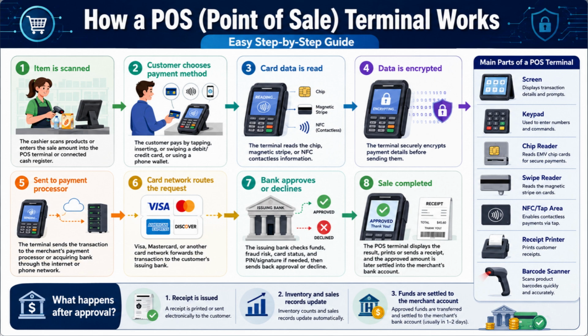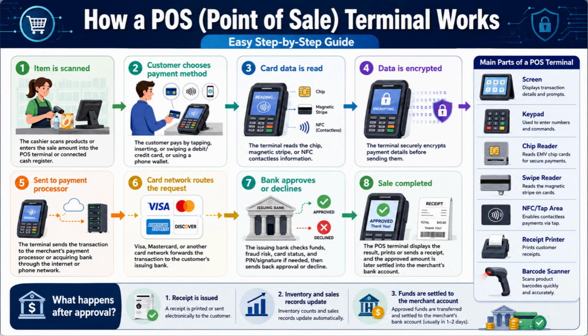Then, the issuing bank checks important details such as available balance, card status, fraud risk, and PIN or signature verification if required. If everything is correct, the bank approves the transaction. However, if there is a problem such as insufficient funds or suspicious activity, the bank declines the payment. After that, the approval or decline message travels back through the card network and payment processor to the POS terminal.